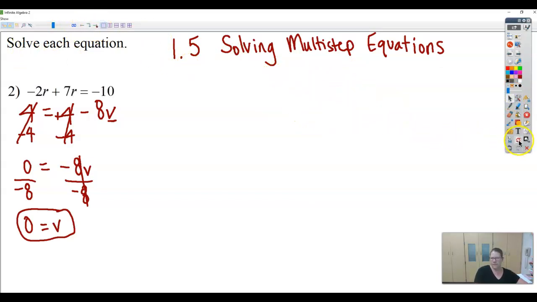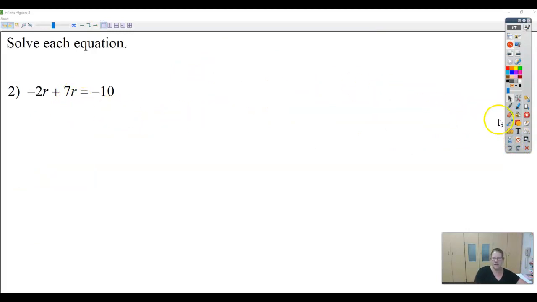Number 2 is negative 2r plus 7r equals negative 10. Again, we want to look at each side separately first and get each simplified. Negative 10 is just one number, so it's already simplified. But negative 2r plus 7r, we can combine those because they are like terms. This is just the same as 7r's minus 2r's, which would be 5r's. Okay, so 5r equals negative 10. To undo times 5, we've got to divide both sides by 5. That goes to a 1. So r equals negative 2.